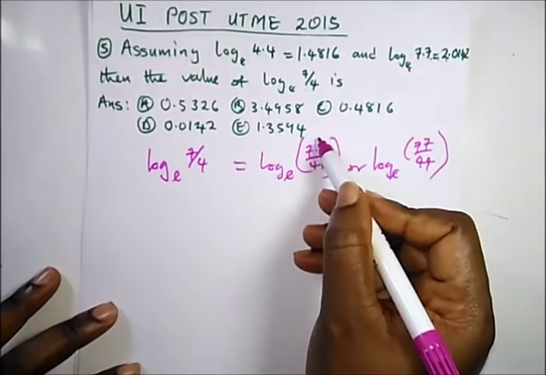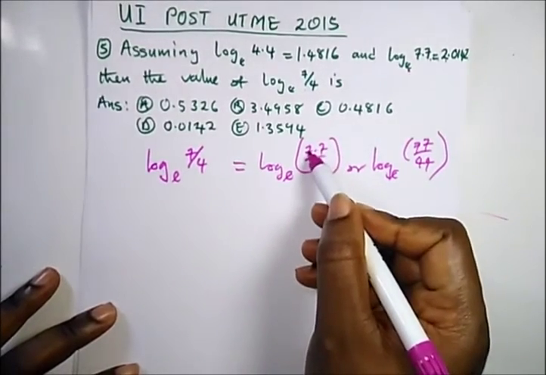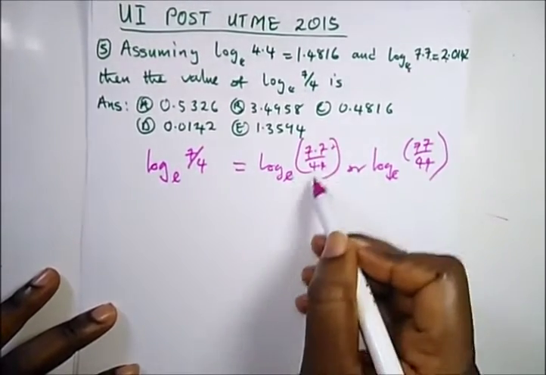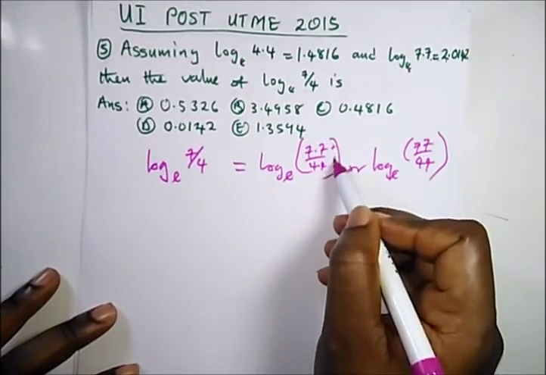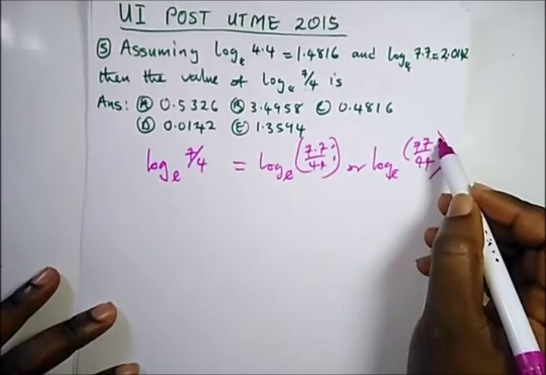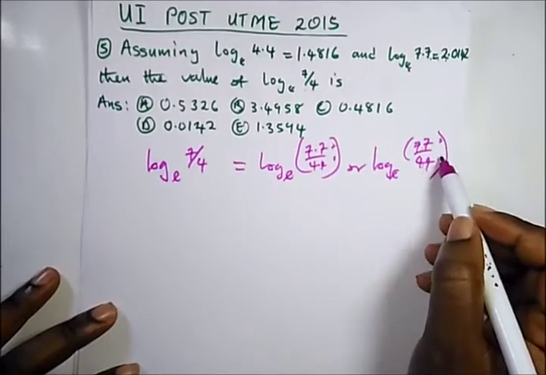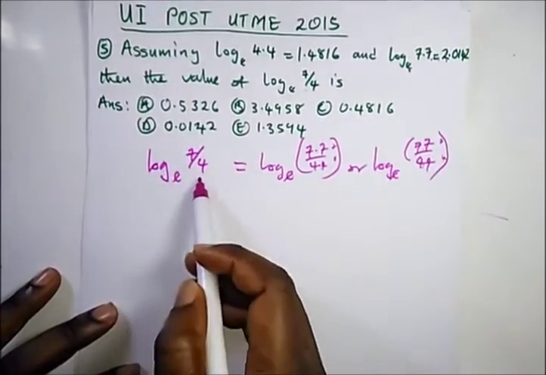If we divide 1.1 in 7.7, it will give us a 7. 1.1 in 4.4, it will give us a 4. 11 in 77 is a 7. 11 in 44 is a 4, which is the same thing as 7 over 4.